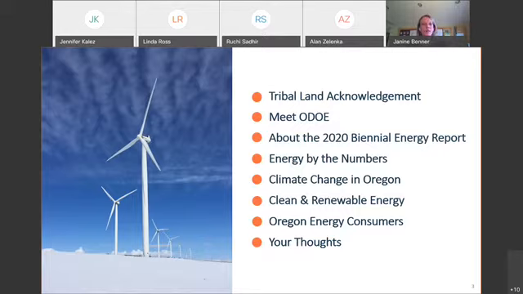So as I'll show in a moment, part of the Department of Energy's mission is to advance solutions that shape an equitable clean energy transition, to be sure that we don't leave any Oregon families and communities behind.